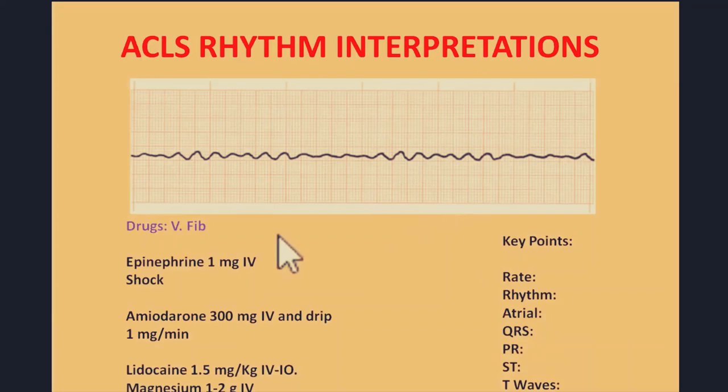Here's an example of a fine ventricular fibrillation where the undulations are very, very narrow and the amplitudes are also small. This is suggestive of almost a terminal rhythm, or something we see following an acute myocardial infarction, and it has to be treated very aggressively with epinephrine, amiodarone, and defibrillation.